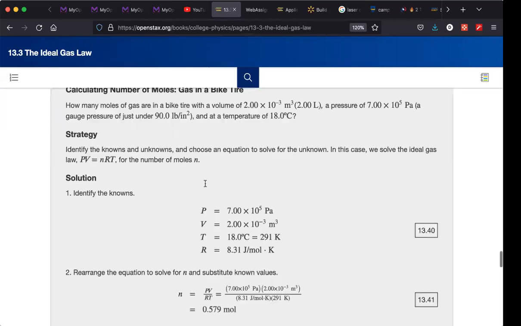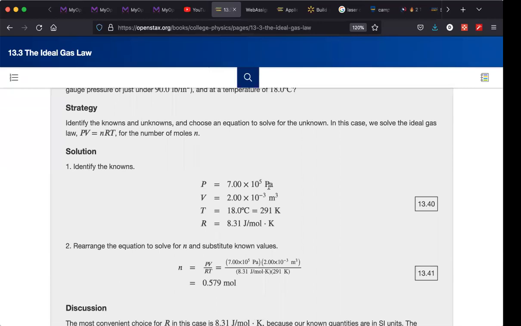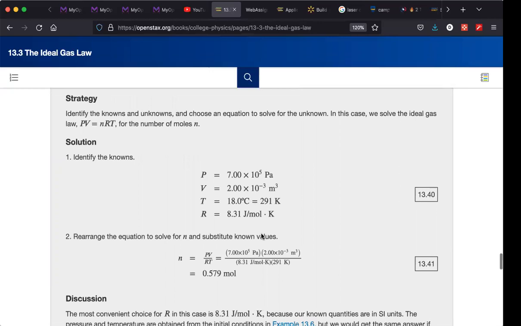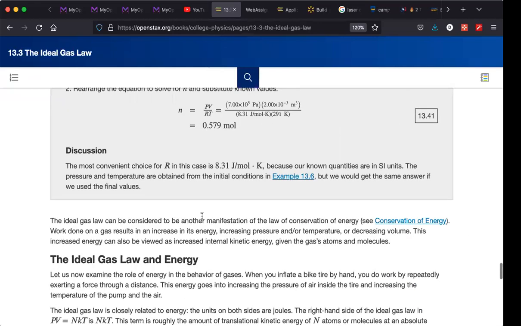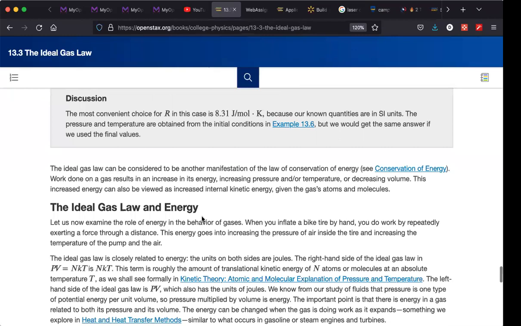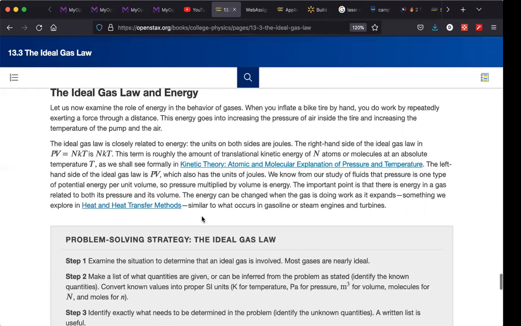But down here, we know the pressure, we know the volume, we know the temperature, we know R, and we're just calculating the number of moles. So it turns out to be a little bit more than half a mole, which is a lot of molecules. To find the number of molecules, you'd multiply this times 6.0 times 10 to the 23rd, which gives you probably 3.9 times 10 to the 23rd, a pretty big number.